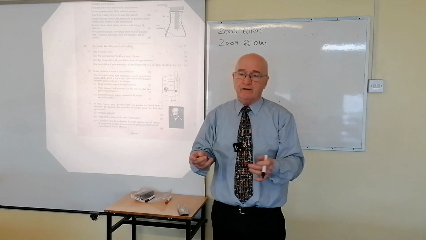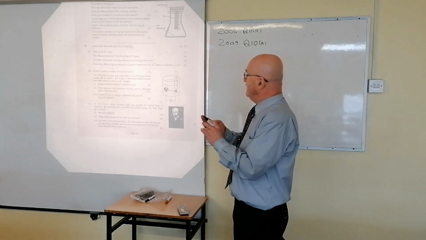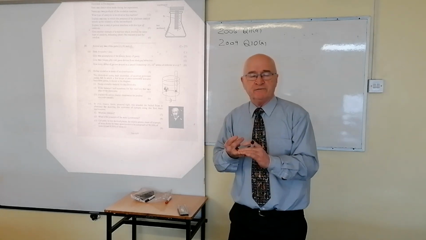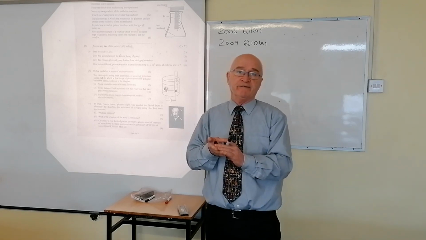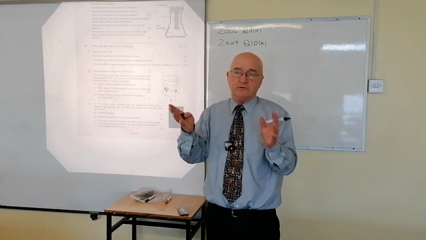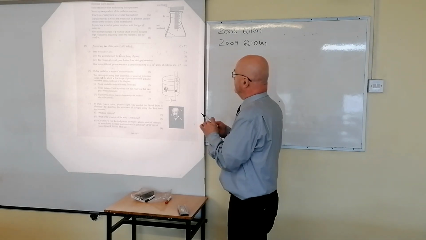The first 3 are there. Gas particles are in constant random motion, okay? Number 2, the gas particles have no attractive forces between them. And number 3, the gas particles occupy no space. Very important that you are using them every time. Give 2 reasons why real gases deviate from ideal behavior.